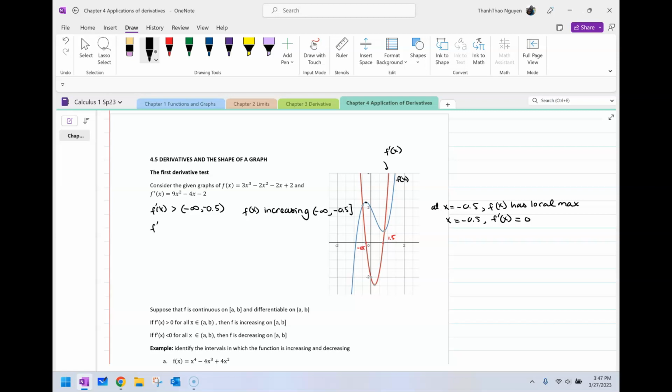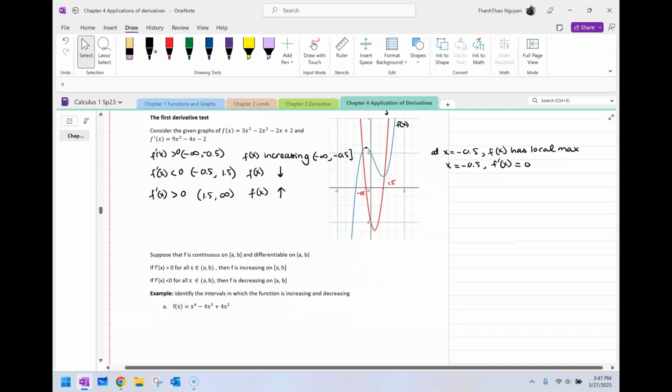F prime of x is less than 0 in the interval from negative 0.5 to 1.5. Then f of x, if you compare that, you can see that f of x is decreasing in the same interval. Okay. F prime of x is greater than 0 in the interval 1.5 to positive infinity, and note that f of x is increasing. Right?